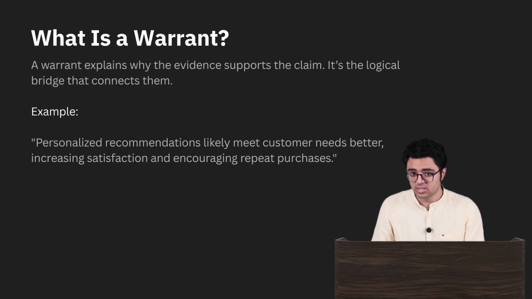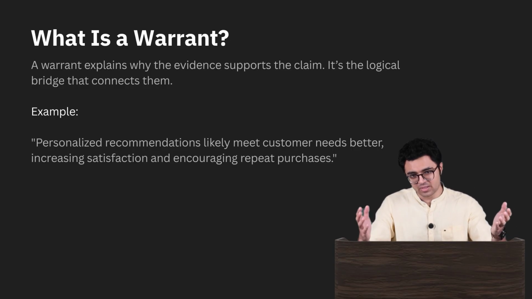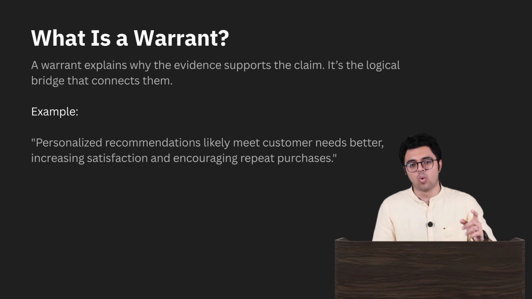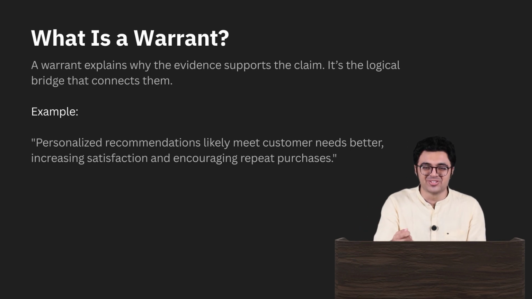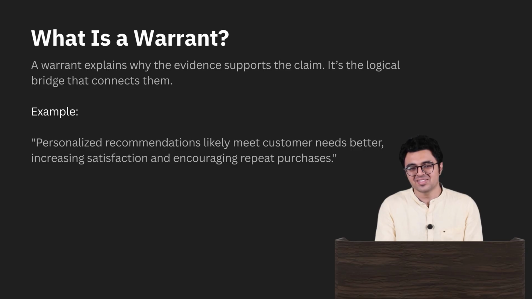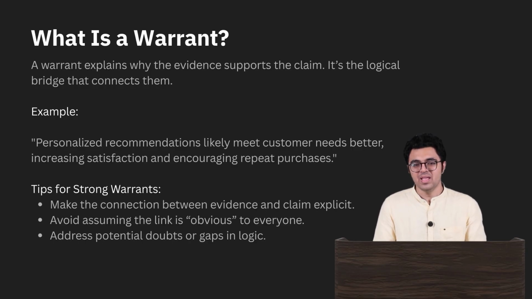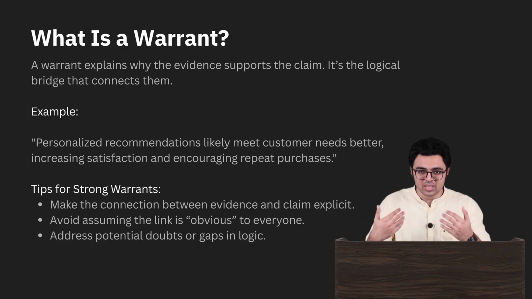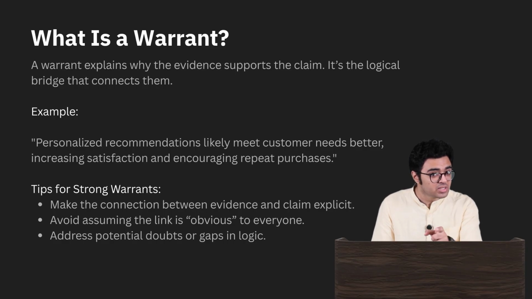This is the warrant for the first claim and the first evidence. Once you write the claim supported by the evidence, this is what seals the deal for your reader. And here are some tips for making strong warrants. Make the connection between evidence and claim as explicit as possible. Lay it out, make it clear, give it details so that the audience is not left interpreting for themselves.